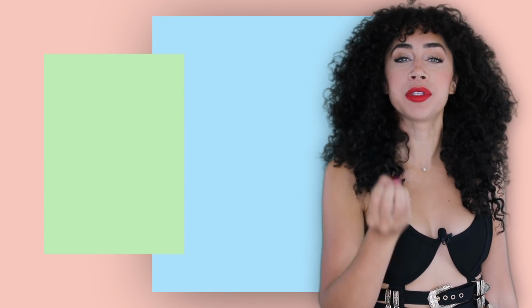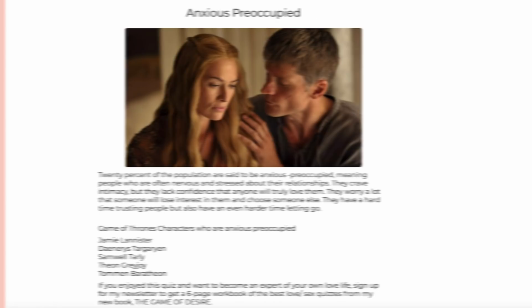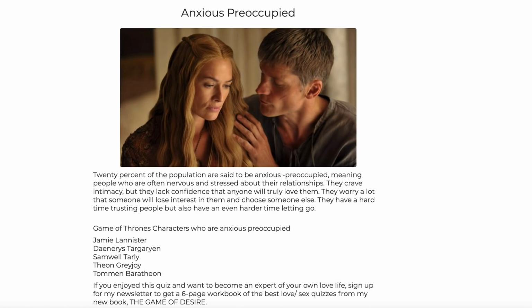Next, and this is where things get really fun and we open ourselves up to some healthy debate, is anxious attachment. 20% of the population are said to be anxious preoccupied, meaning people who are often nervous, stressed out about their relationships. They crave intimacy but lack the confidence that anyone will truly love them. They worry a lot that someone will lose interest in them and choose someone else.